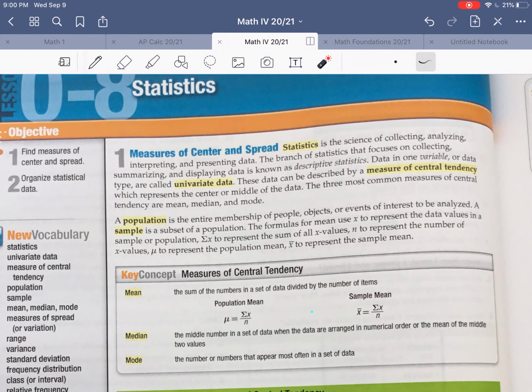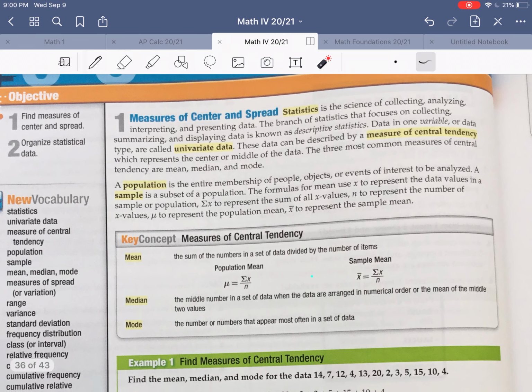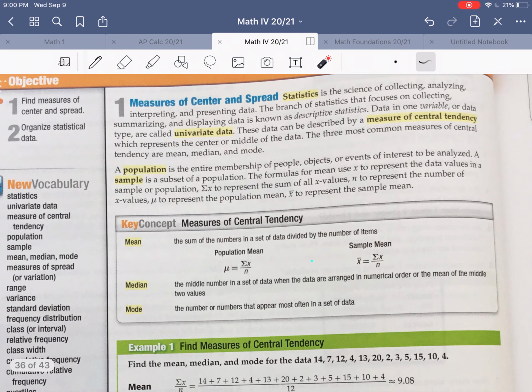So statistics, really what we're doing with statistics is we're collecting, analyzing, interpreting, presenting data in various ways. And what we're talking about specifically is descriptive statistics with one variable, or univariate data. That means there's just one variable. You're not dealing with multiple factors. So we have a few different measures of middleness, measures of central tendency. And we can look at different sets of people as we do that.